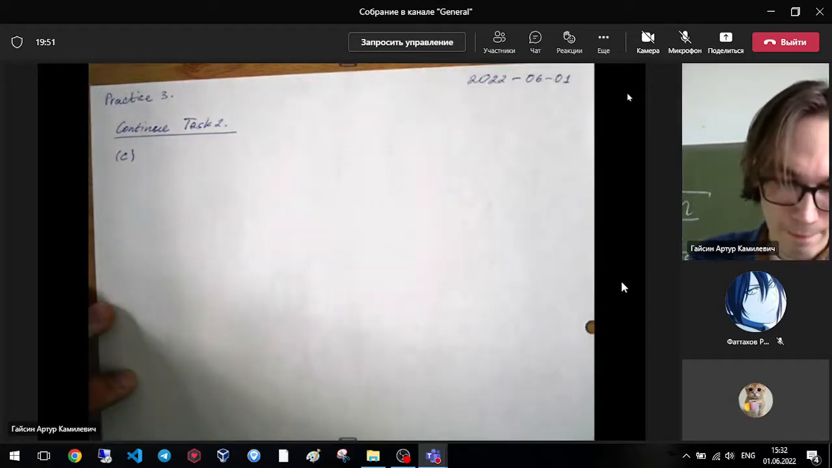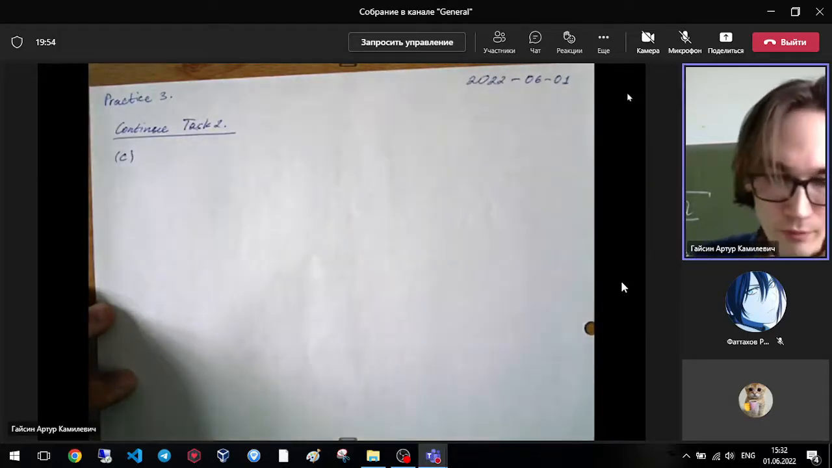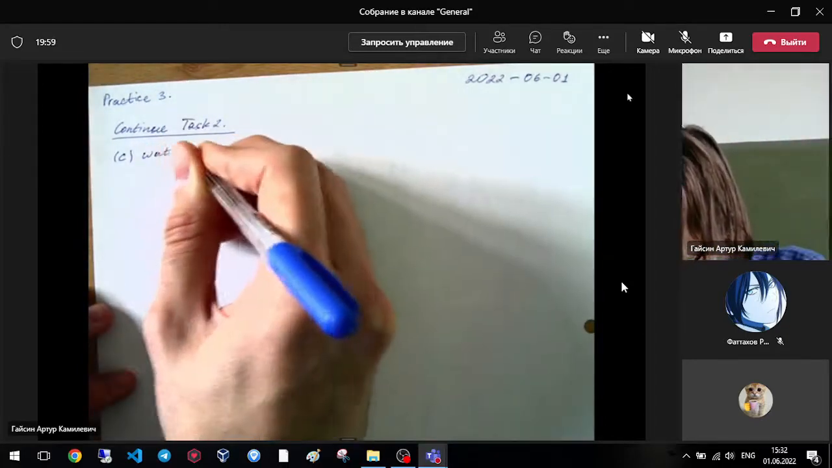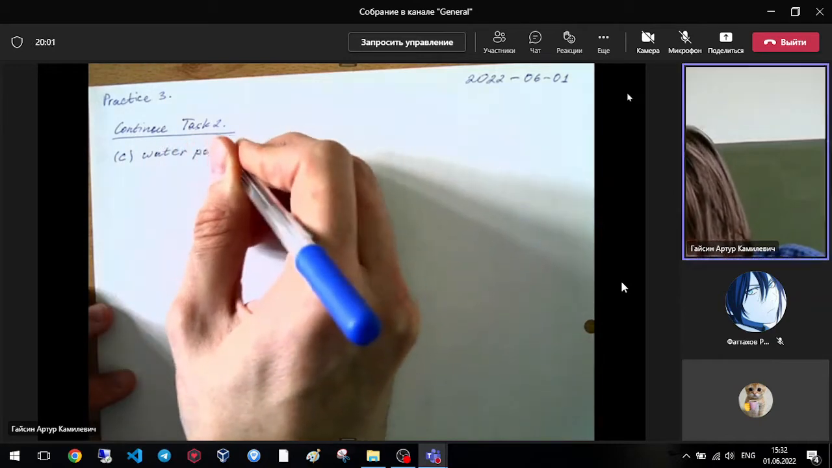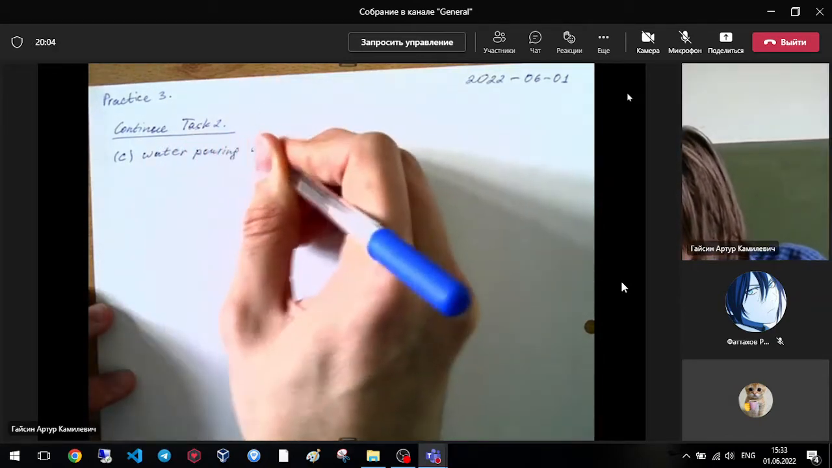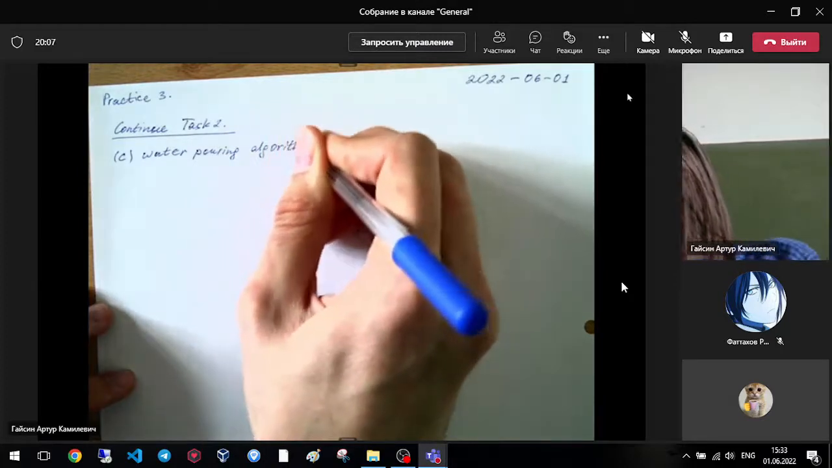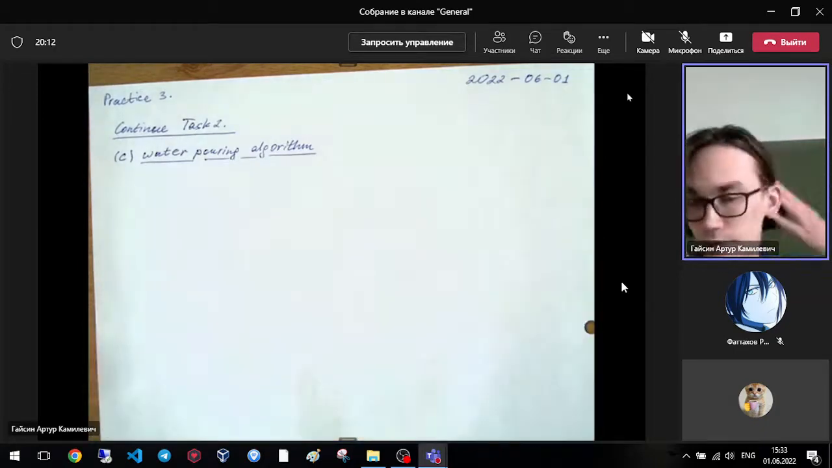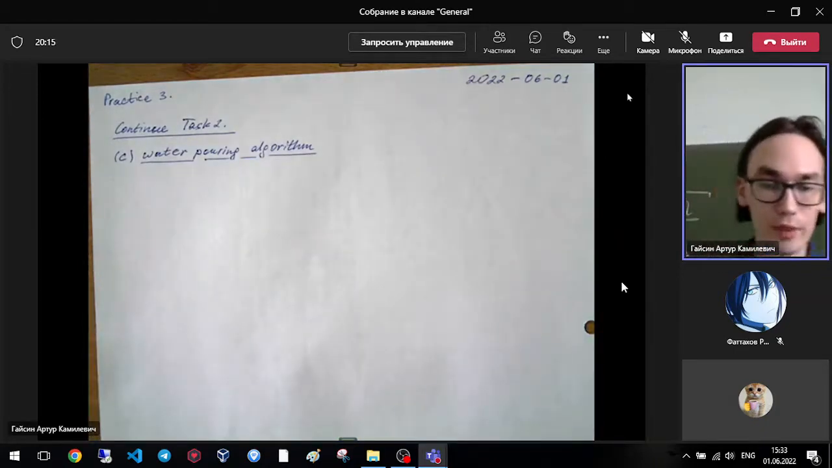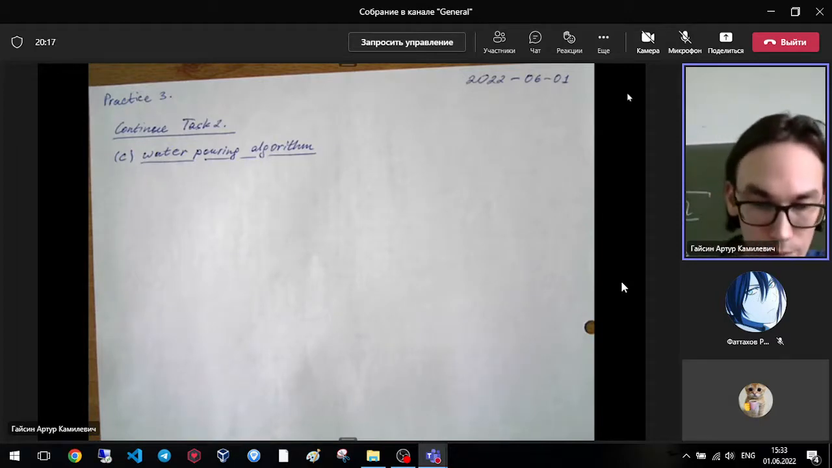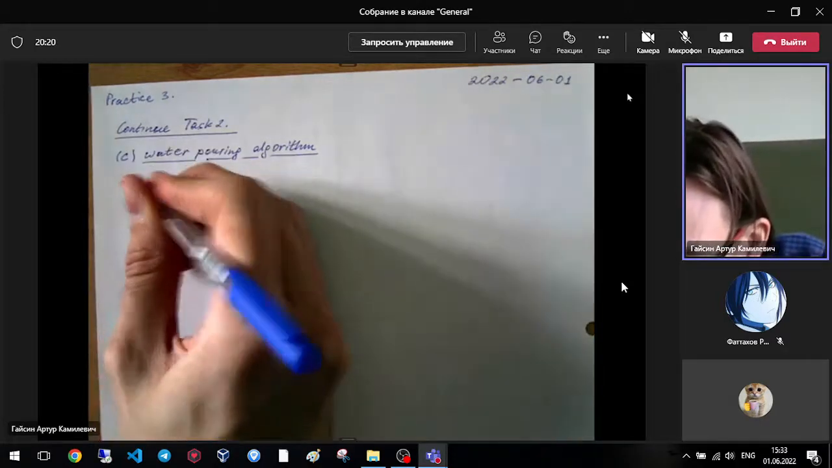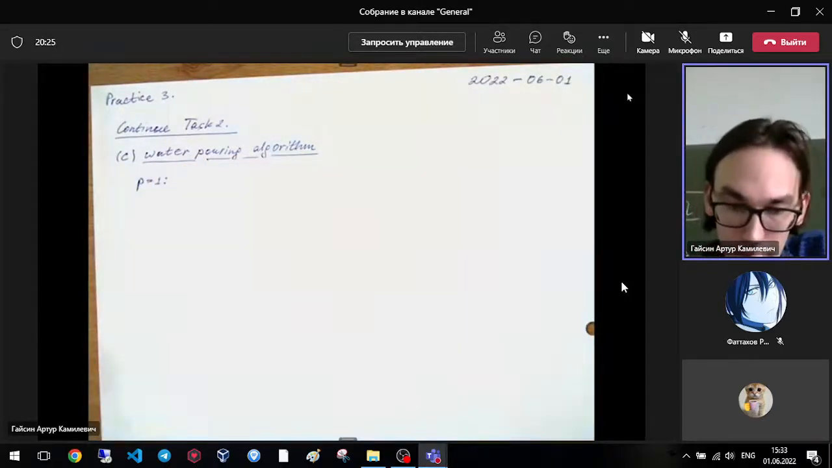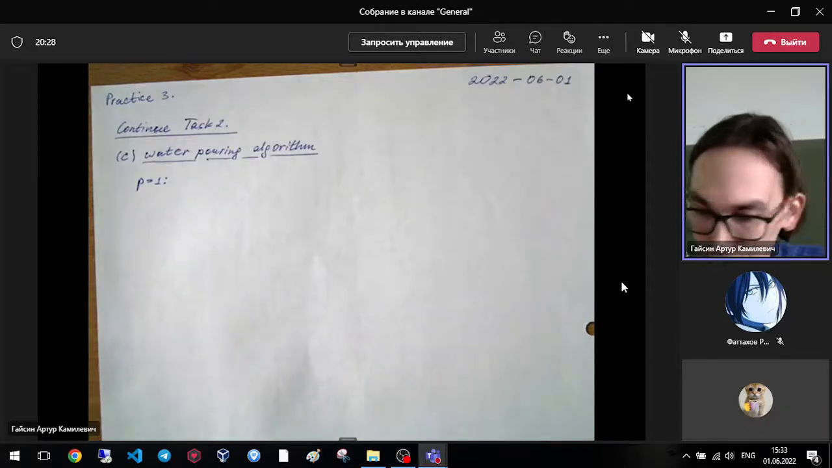Okay, I see it. So here we assume this water pouring algorithm. And first, we set our iteration counter to 1. So P is equal to 1. First, let's calculate our water level mu.